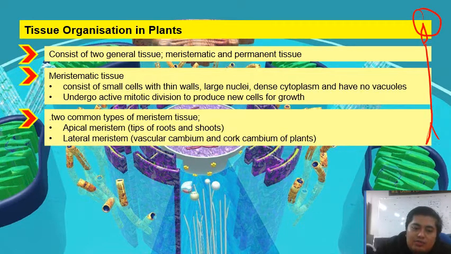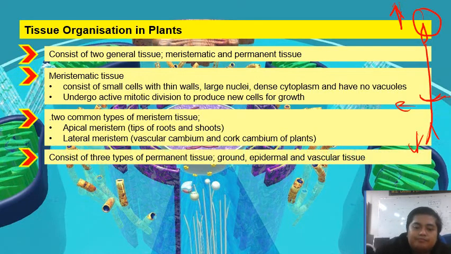So untuk lateral pula, apical maksudnya apex, hujung-hujung. Kalau lateral maksudnya sisi. So dia ada kat vascular cambium and cork cambium of the plant. So biasanya lateral meristem ni digunakan untuk pembesaran sisi dia. Kalau untuk apical untuk pembesaran atas dan bawah.